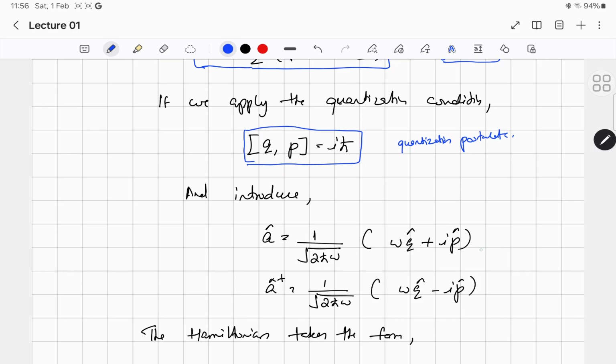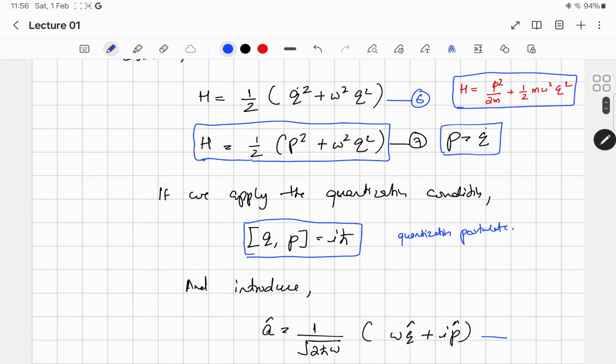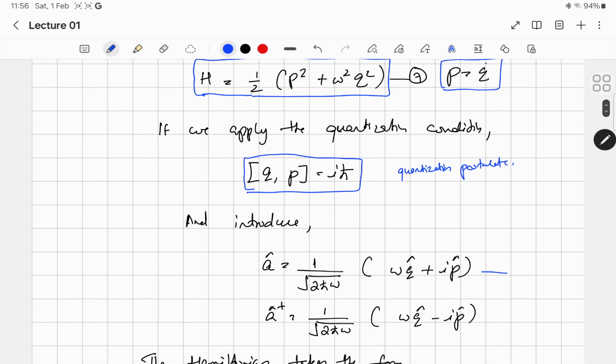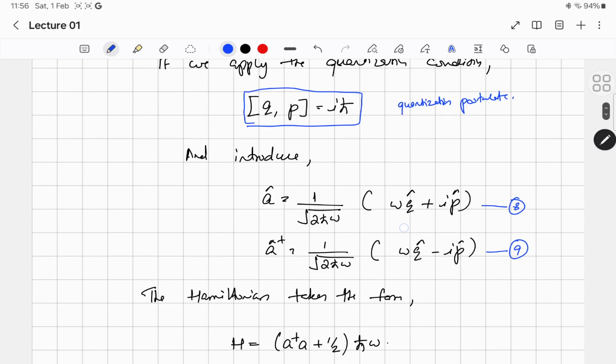So these steps are very similar to the steps we have done to find the expression for the Hamiltonian of the quantum harmonic oscillator. Only difference is here there is no m. But all other steps are almost the same. So once you reach equation number 7, after that the steps are almost the same as the steps involved in the derivation for the quantum harmonic oscillator. So this can be equation number 8 and equation number 9. So these are the two operators.